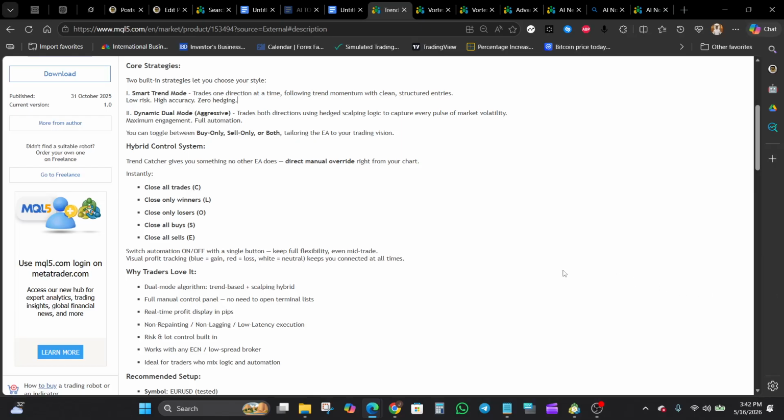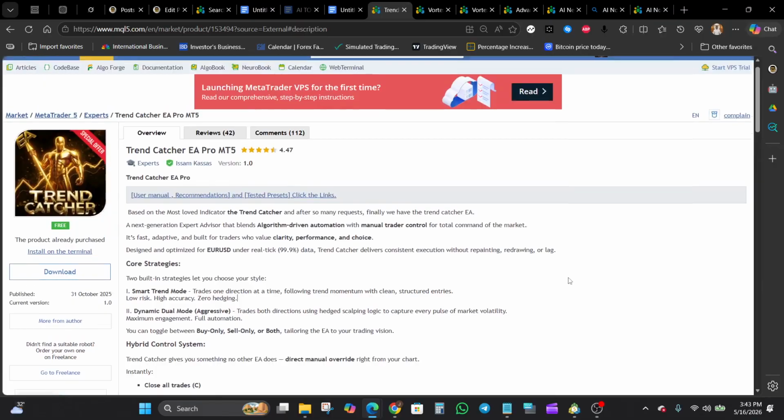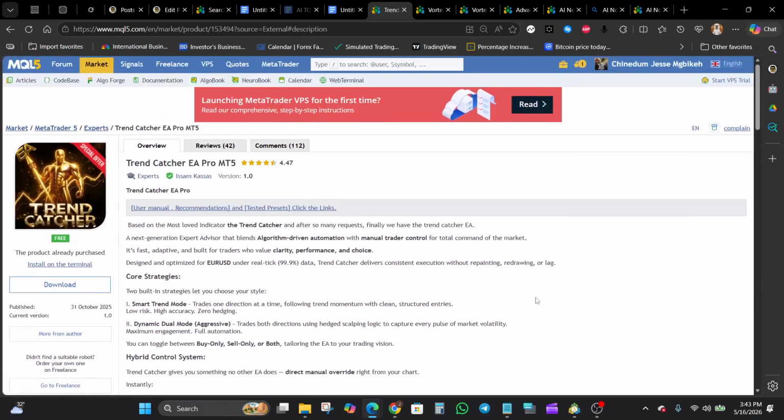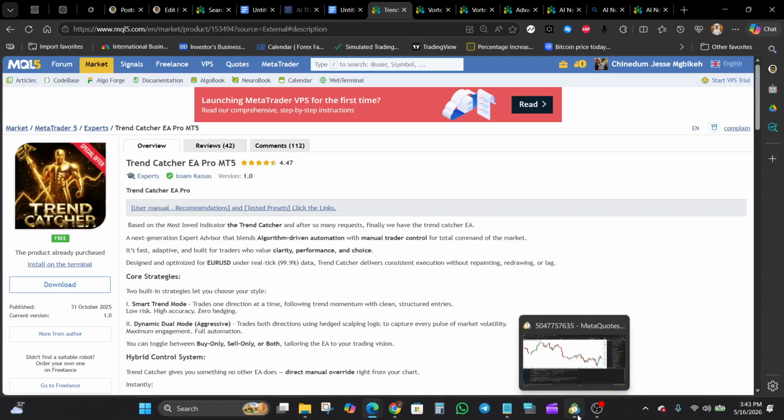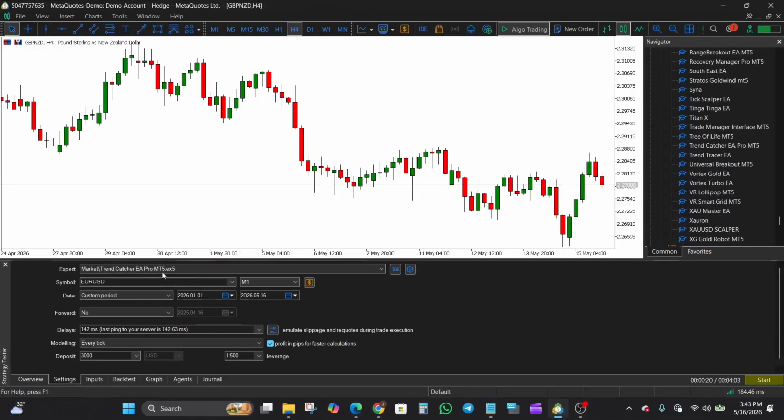So now as we move into the backtesting section, this is where we can start reviewing the historical testing behavior and overall execution quality. Since the EA was optimized around EURUSD on M1 with real tick data, the historical analysis here is mainly focused on how the system handled short-term market movement and volatility during the tested period. So let's head over to our strategy tester right now, and we're going to test the Trend Catcher EA Pro on the EURUSD symbol.